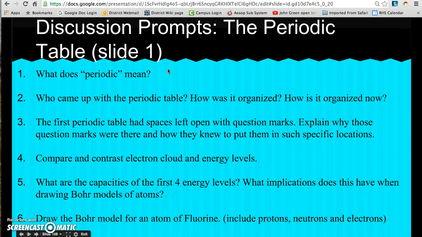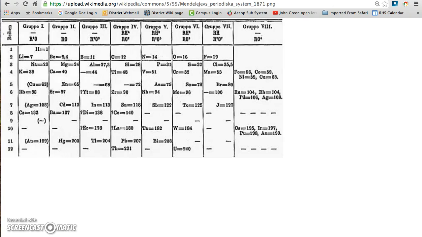Number three, the first periodic table had spaces left open with question marks. Explain why those question marks were there and how they knew to put them in such specific locations. So if we go back to Mendeleev's periodic table, you can see that there are some blank spaces left open with masses, but no symbol names or anything like that. There are also just some blank spots as well. So Mendeleev was able to obviously identify a pattern within the elements, and you can see that he put them in groups as well, just like we have nowadays.